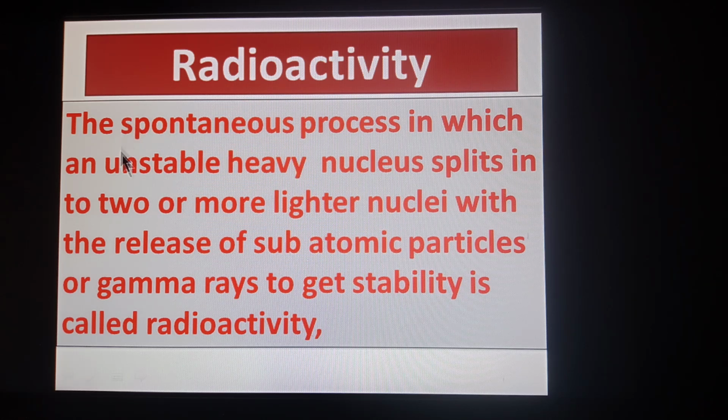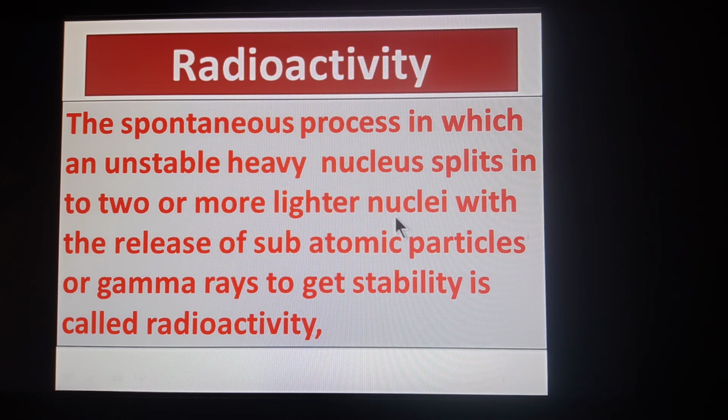Students, number one, it is a natural process in which some nuclei are unstable naturally and they want to get stability. For this purpose, they split up and they are broken into comparatively lighter nuclei with the release of some atomic particles or gamma rays. They are known as nuclear radiations. So with the release of nuclear radiations, a heavy nucleus breaks up into two or more comparatively lighter nuclei to get stability. This phenomenon is called radioactivity.